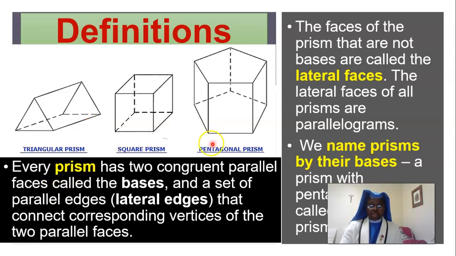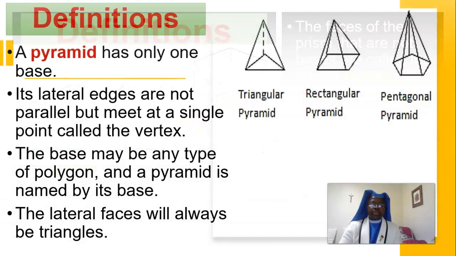The shape of the base is what gives it the name. If the shape is a rectangle, then it's a rectangular prism. If the base is a pentagon, then it's a pentagonal prism, and so forth.